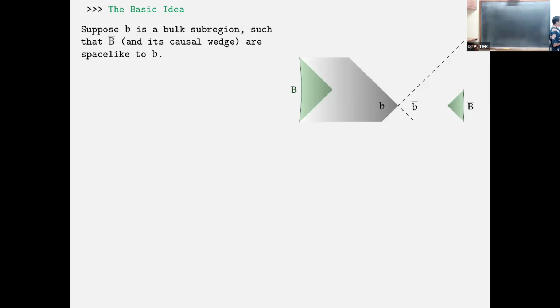Capital B bar is its complement on the boundary. All big bars are complements. So capital B bar is the complement of capital B. And it's important that everything in little b is spacelike to capital B bar, because clearly everything in capital B and capital B bar commute. If little b and capital B bar were timelike separated, then they would not commute, which means an operator here cannot be an operator here.